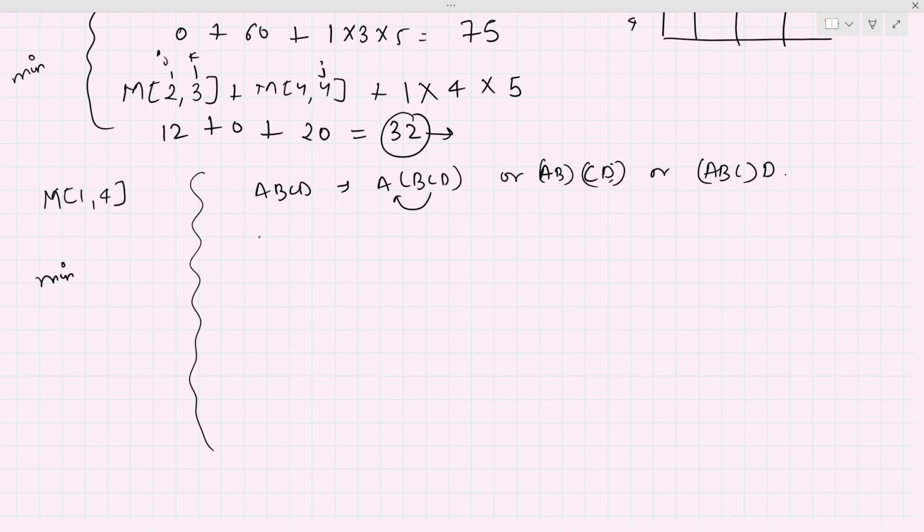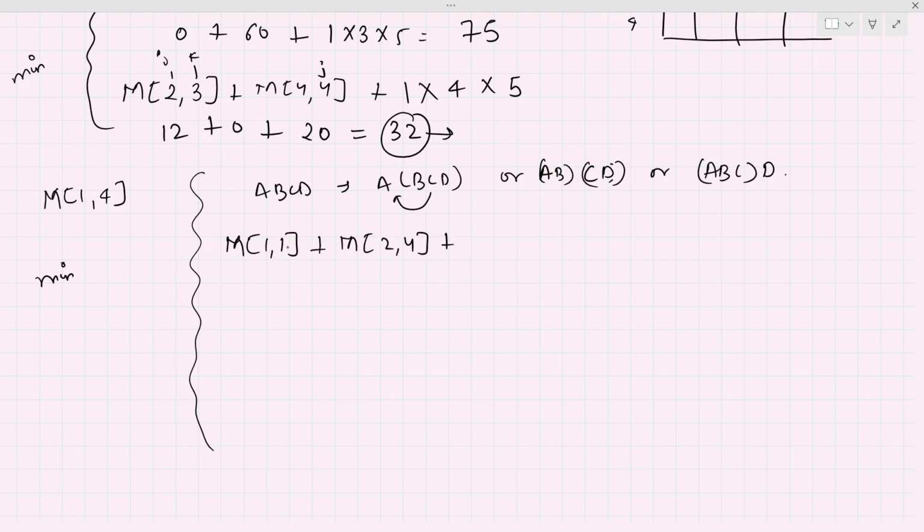So in this case we have three options. We have to find the most appropriate one. First of all, A means matrix number 1, so 1 comma 1. So I hope now you understand this thing, the calculations. Okay, now matrix number 2 to matrix number 4.